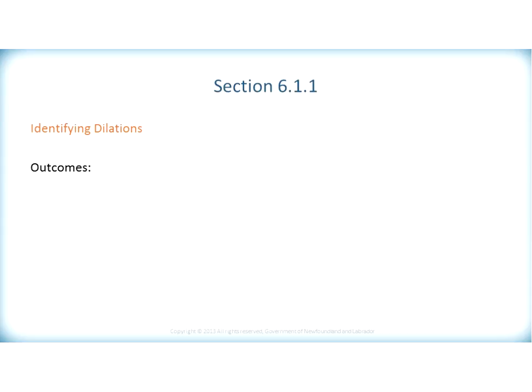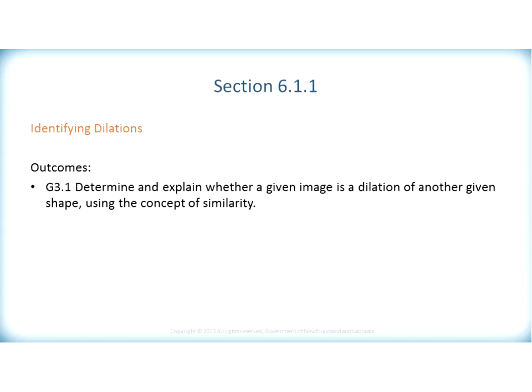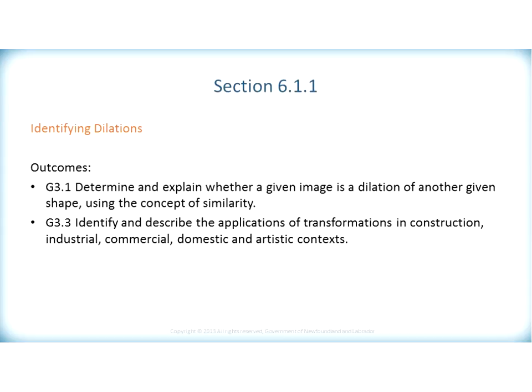The outcomes we're going to cover are: determine and explain whether a given image is a dilation of another given shape using the concept of similarity. Identify and describe the applications of transformations in construction, industrial, commercial, domestic, and artistic contexts. And solve a contextual problem that involves transformations.